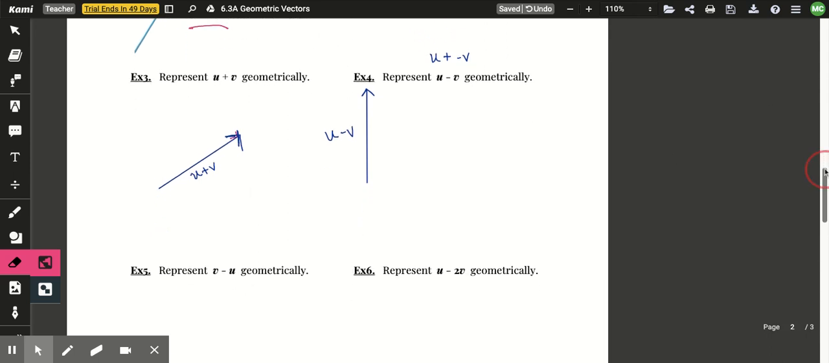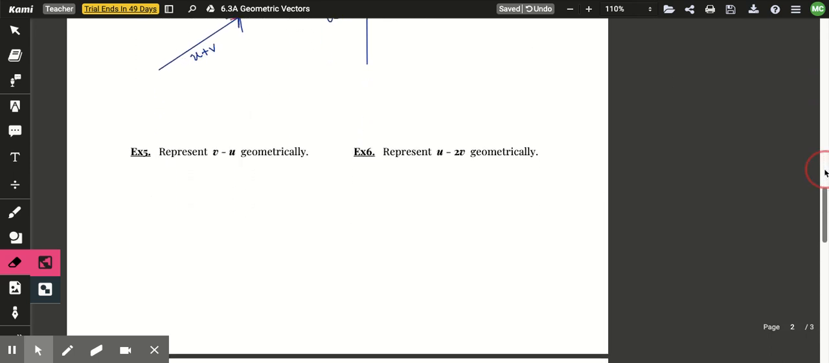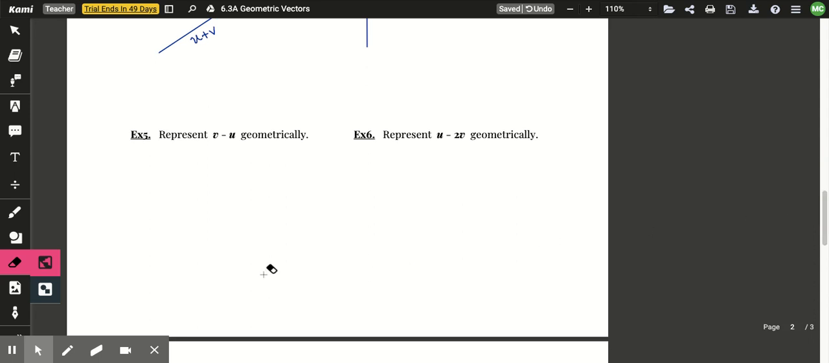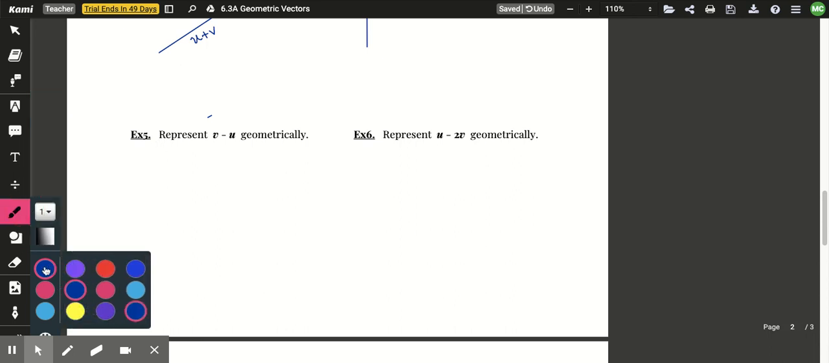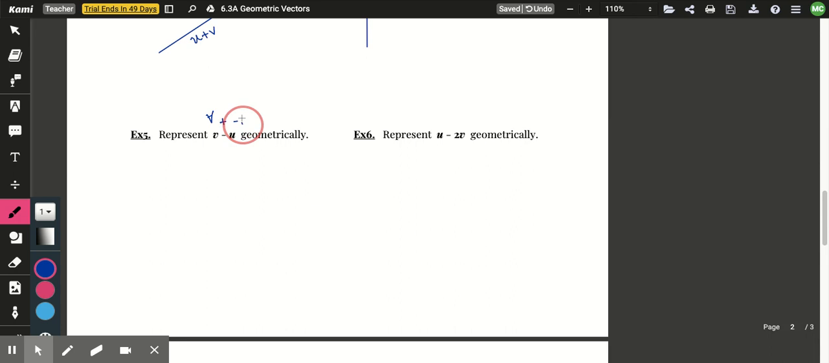Okay, so we have a couple more. These are going to be harder to do because I'm going to have to scroll so I can see, but we'll make it work. Okay, so the first thing I'm supposed to do is V minus U. Once again, I'm going to think of that as V plus the opposite of U.